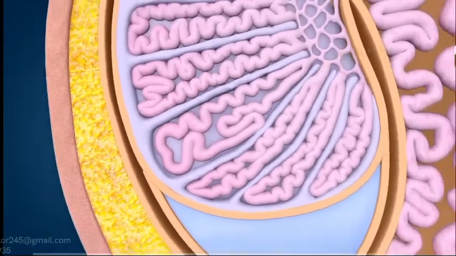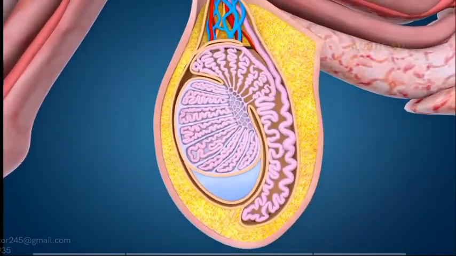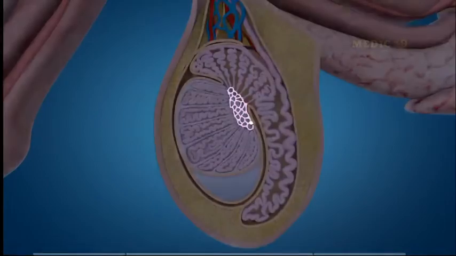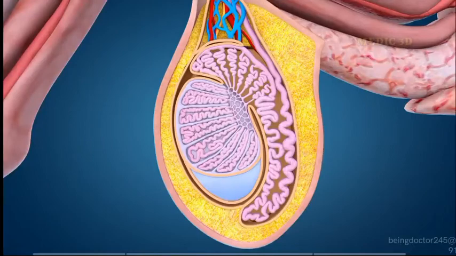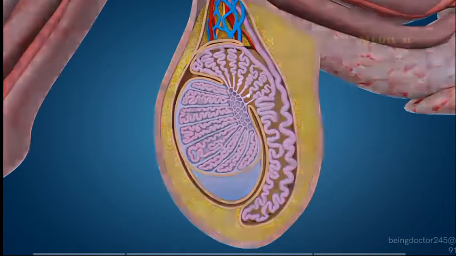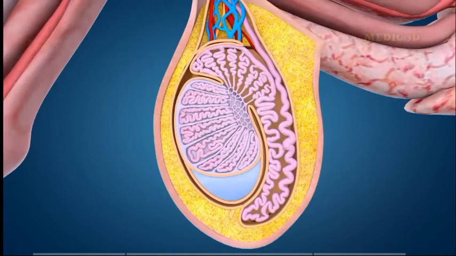Each loop of seminiferous tubule empties into the anastomosing network of tubules, which is called the rete testis. The rete testis further continues as small ducts called the efferent ductules. It is through these that sperm leaves the testis into the head of the epididymis.